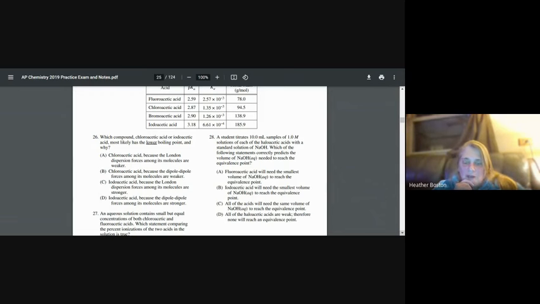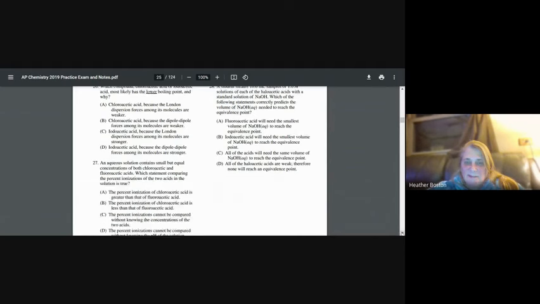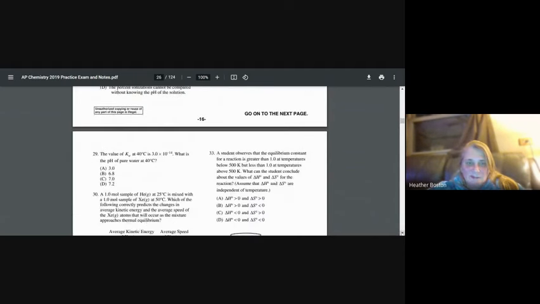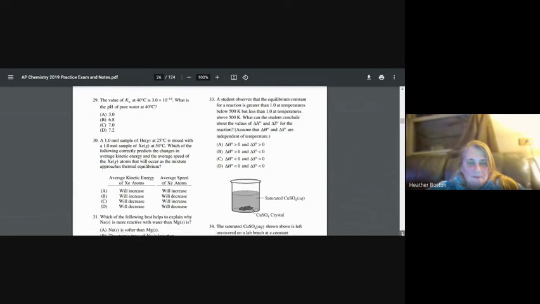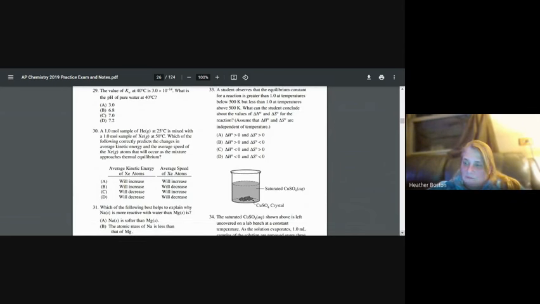Okay, which one reaches the equivalence point? Well, they're all going to have a -1 charge. They all form the same types of compounds. They're all going to have the same coefficients in their balanced chemical equation. So the correct answer for 28 is going to be C. 29 is B.